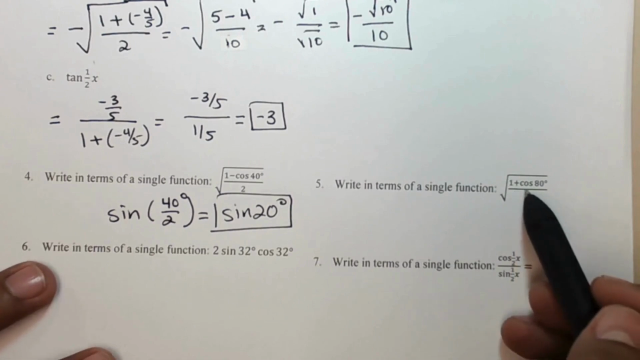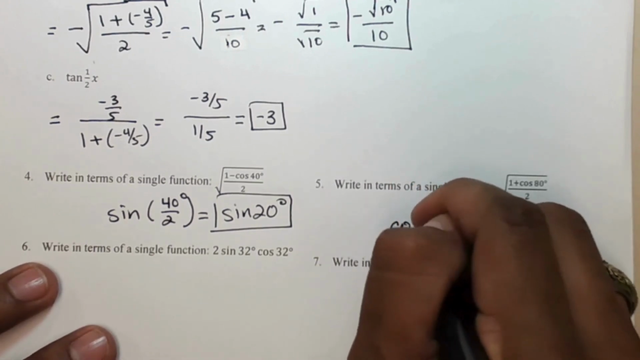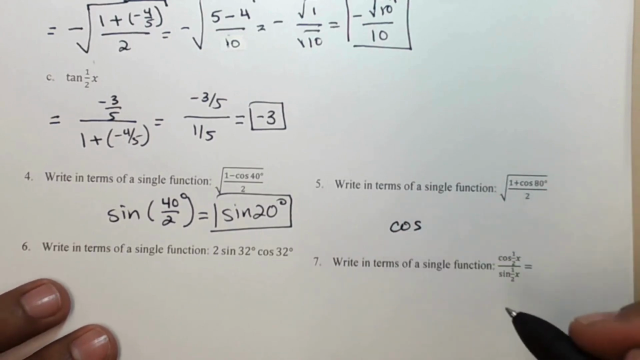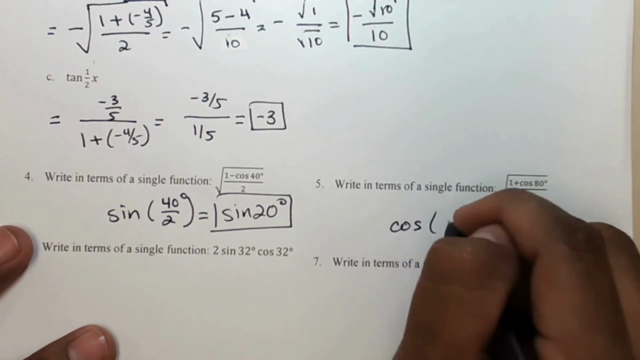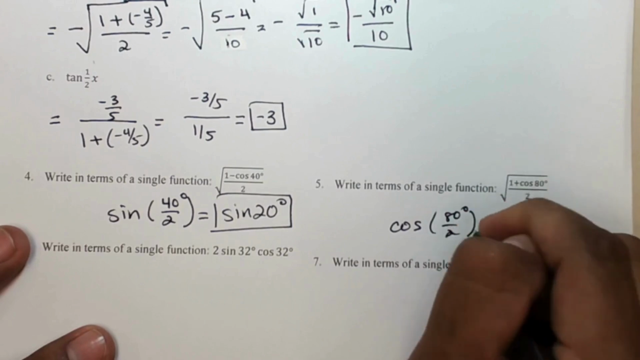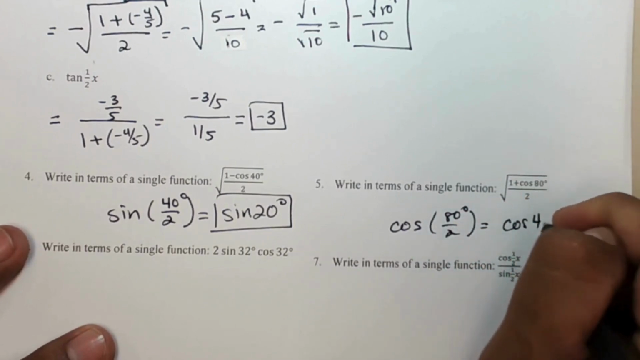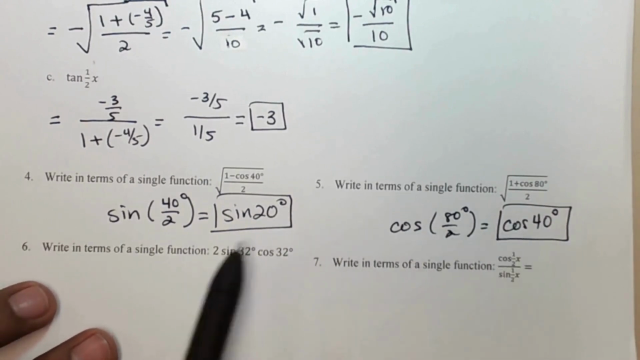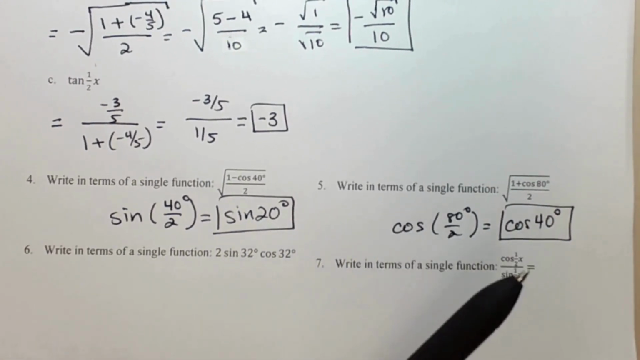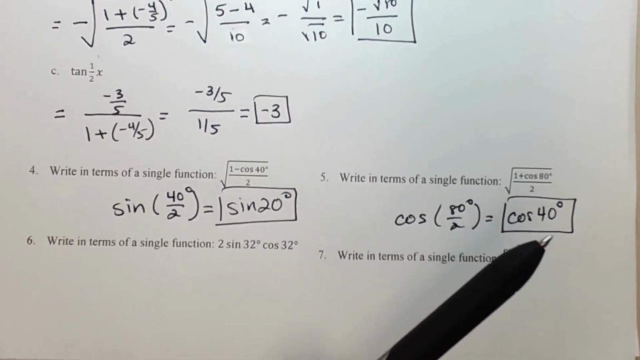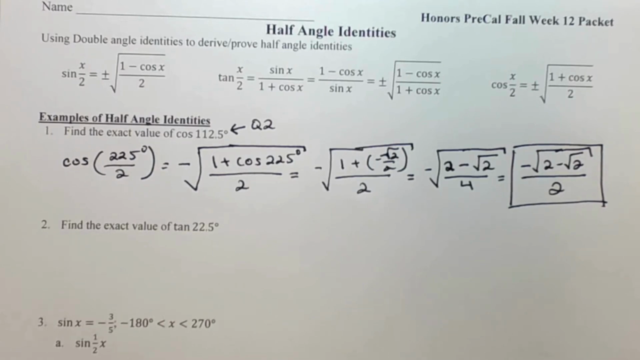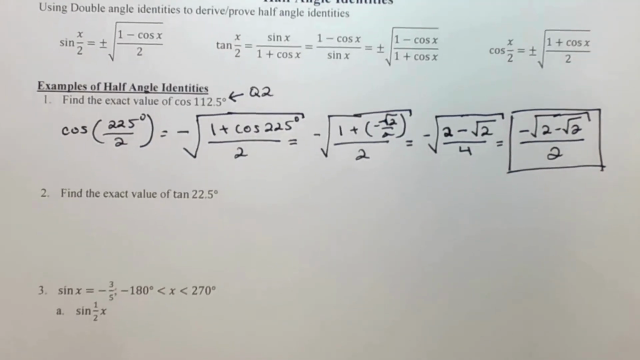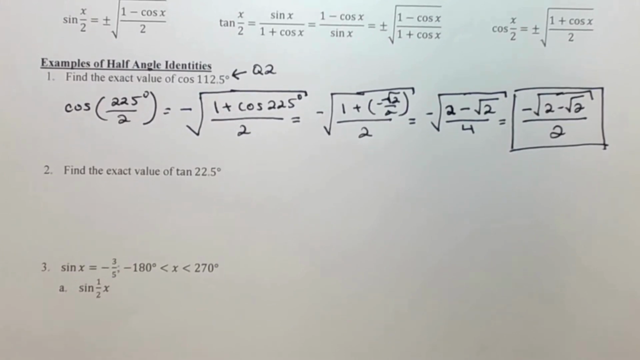In here, we have 1 plus cosine. So if it's not subtraction, it's going to be cosine. And then we're taking half of 80. So we end up getting cosine of 40 degrees. Now, some of y'all might be asking, why did I stop there? Well, 20 and 40 are not on the unit circle, so it's fine to stay there. Just make sure you're following the steps and ask any questions if you have any of that in class.